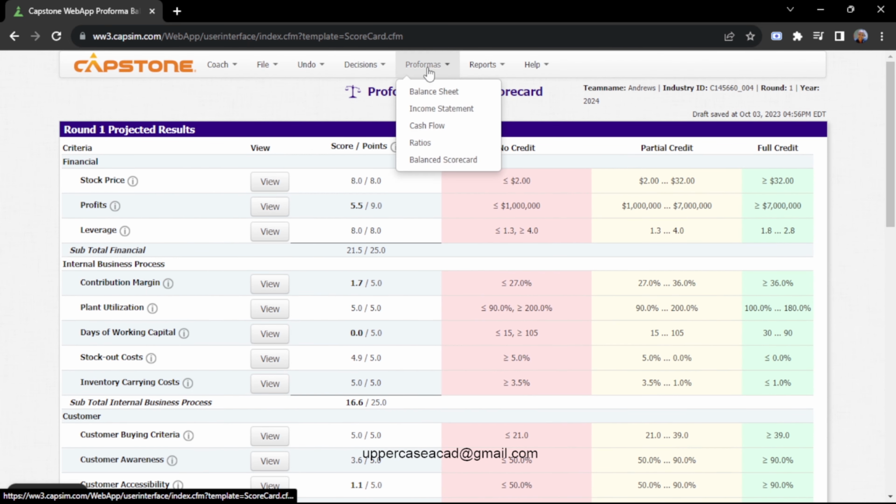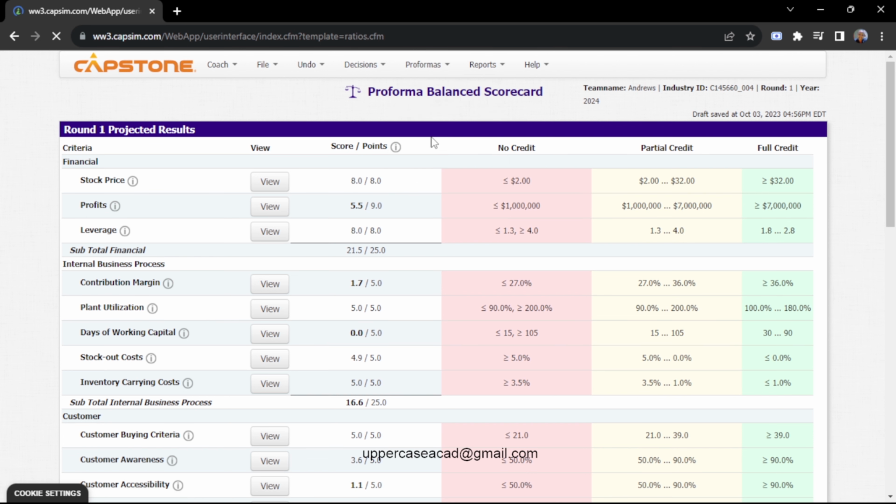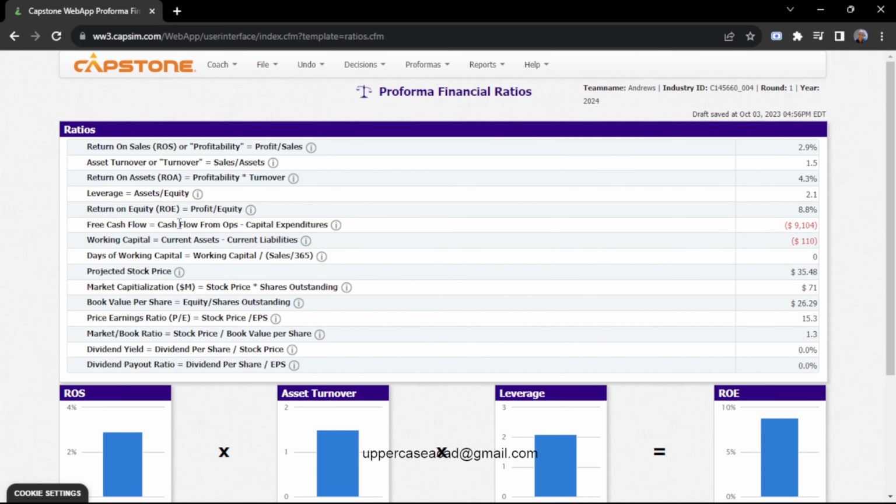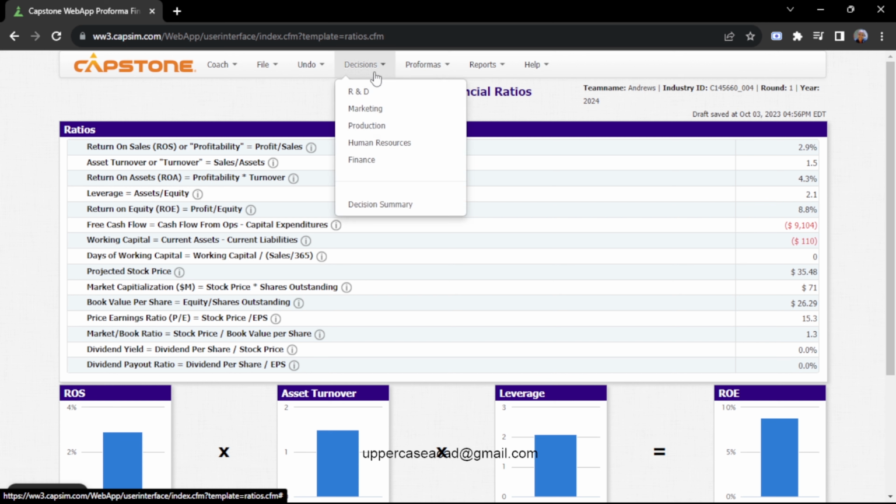So to increase my days of working capital, I'll have to go into the finance. Before I go into the finance, I'll also check the ratios. So let me check my ratios in this round to see what I am positioning. My cash flow is negative, because most of my funds are being used to fund the plant. Also my days of working capital are 0, and my working capital is low. But don't worry about this, because I can try and improve it by investing in my finance department. So let's go into the finance.